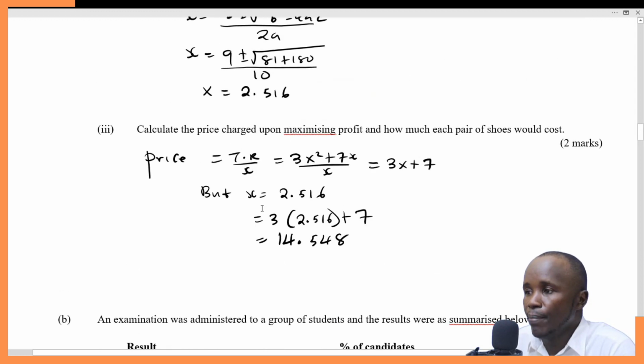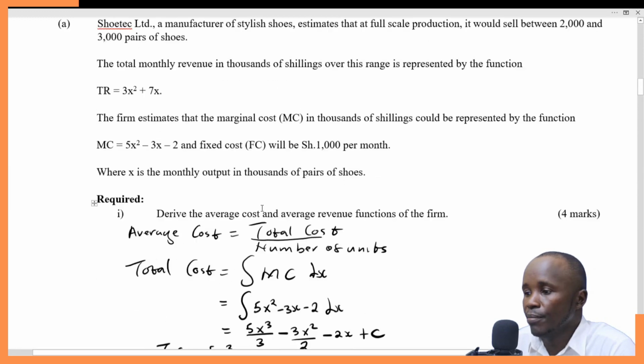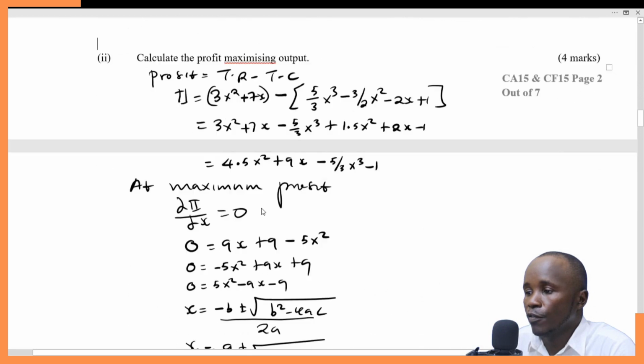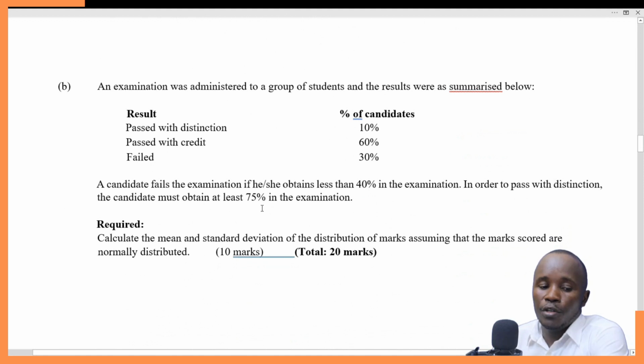That part has given you how many marks? This question is supposed to be having 20 marks. You already have 10 marks on that question. We move on to the next part.